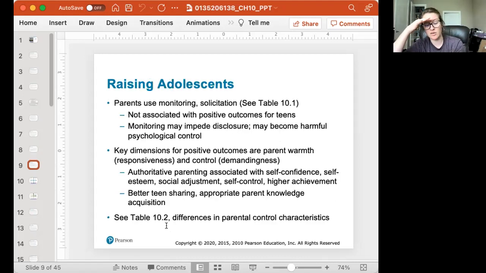Raising adolescents. So parents use monitoring and solicitation, which is not associated with positive outcomes for teens. Monitoring may impede disclosure and may become harmful psychological control. So what's your location? Where are you? What are you doing? Tracker on GPS on the car, like this over-monitoring can be damaging and cause trust issues, become deflective, more secretive, these different things.